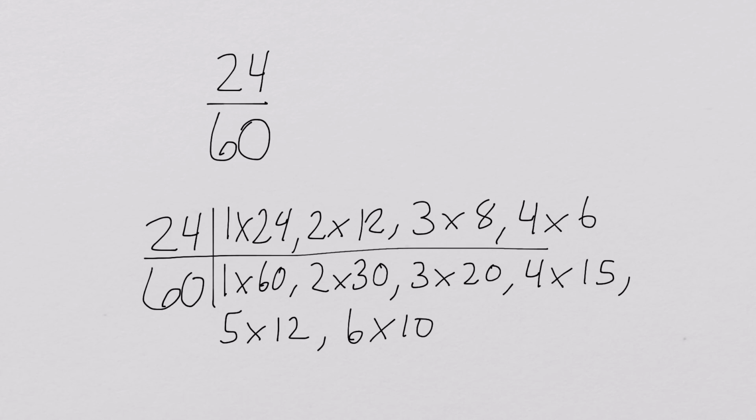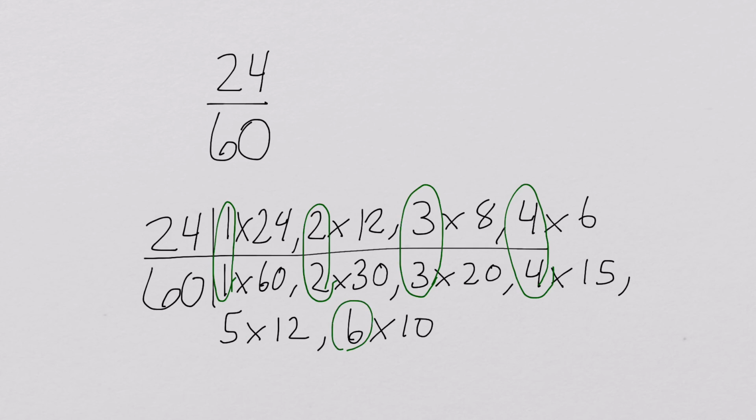So they both have 1, they both have 2, they both have 3, both have 4, both have 5. Nope, just kidding. They do not both have 5. They do both have 6. But the biggest one that they both share is 12. They both share the factor of 12.